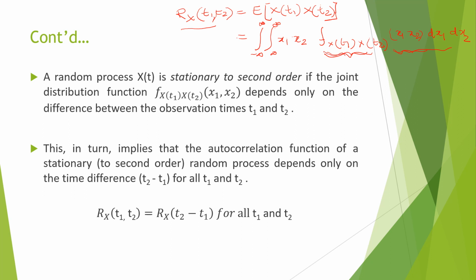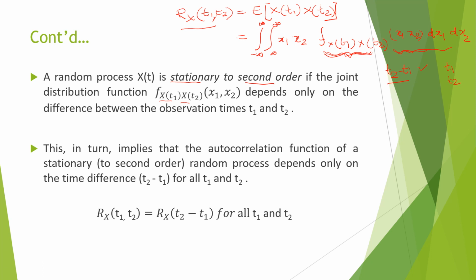Suppose this joint probability density function depends only on the time difference t2 minus t1, not on individual times t1 and t2. Then that random process is known as stationary to second order. We use the word second order here as we are involving two random variables xt1 and xt2. So if the joint probability density function fxt1, xt2, x1, x2 depends only on the time difference, not on the individual times t1 and t2, then the random process is stationary to second order.